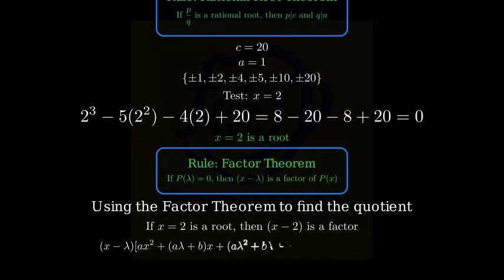The formula tells us that if x equals lambda is a root of the cubic equation ax cubed plus bx squared plus cx plus d equals 0, then (x minus lambda) times (ax squared plus (a lambda plus b)x plus (a lambda squared plus b lambda plus c)) equals ax cubed plus bx squared plus cx plus d.